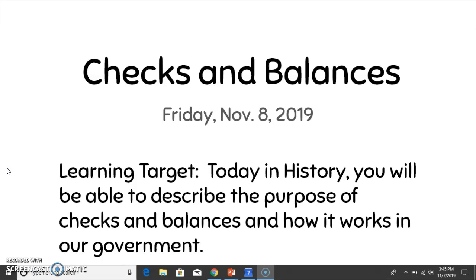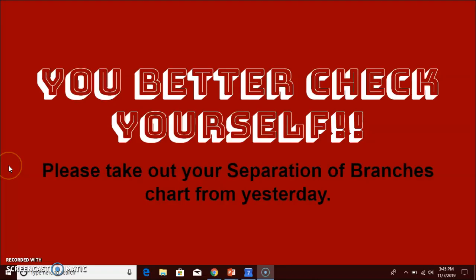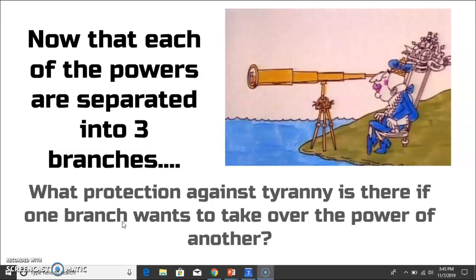Now, today, by the end of this lesson, you should be able to describe the purpose and the reason why we have checks and balances and how it works in our government. So first, you're going to need the separation of branches chart that you created on Wednesday and Thursday in your class. It might already be in your notebook or in your folder. So we're going to start off talking about that.